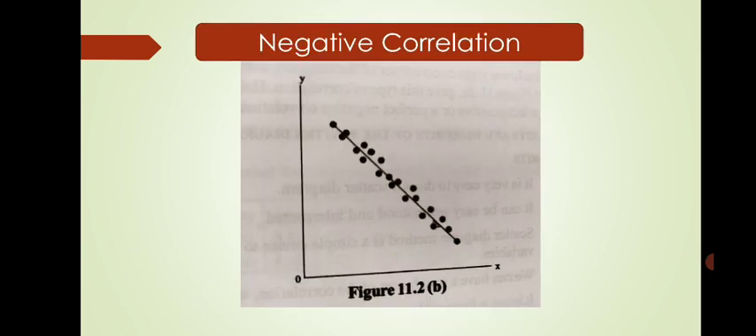In case of negative correlation, the points are along the line but in a negative way. Here you can see that as the value of x increases, the value of y decreases. This type of relation is known as negative correlation. As x increases, y successively or proportionally decreases. The points are scattered nearby along the straight line, and this is negative correlation.